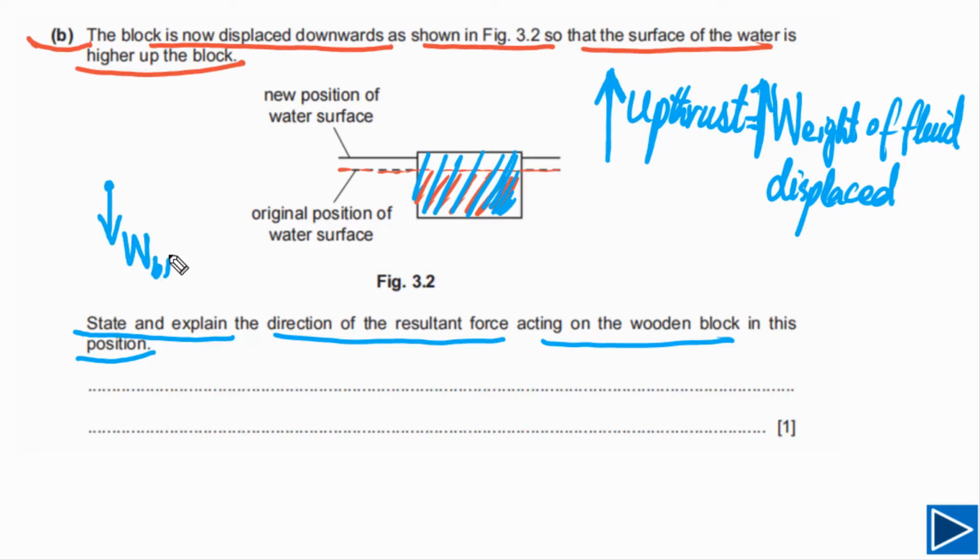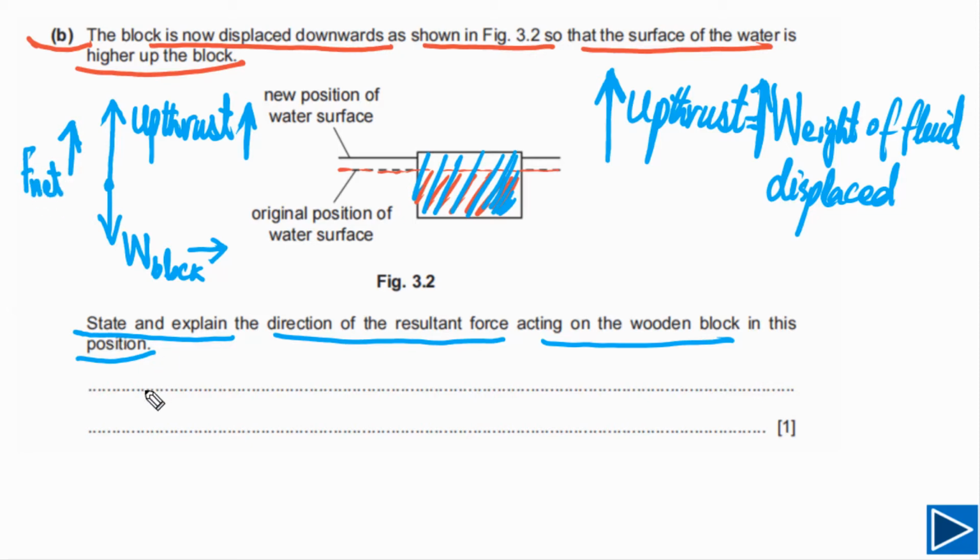This weight of the block is acting downwards, but it does not change, because the weight depends on the mass of the block and the value of g, while upthrust depends on the weight of the fluid displaced. Now the block is displacing more fluid, so upthrust increases. Before, upthrust was equal to weight, but now the weight does not change and upthrust has increased. So there is a resultant force in the direction of upthrust. We can write that F net in this case is upwards.